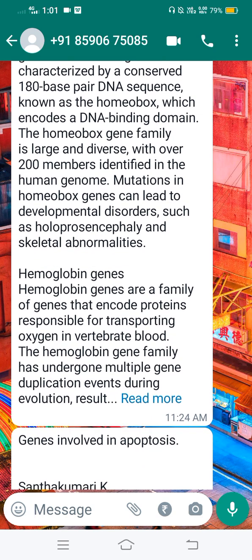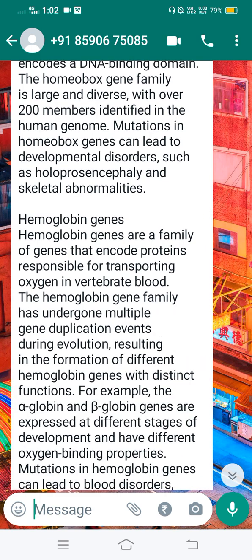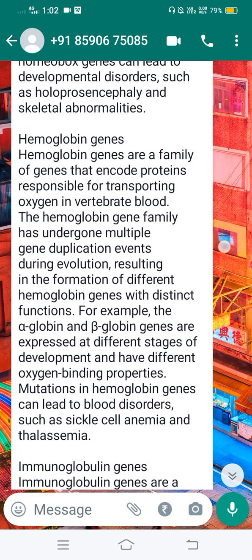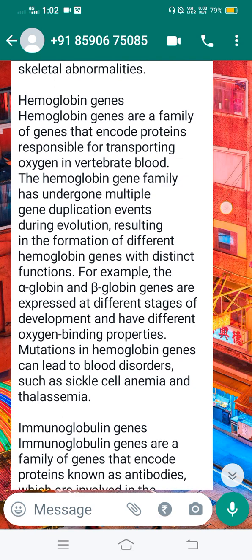Mutations in homeobox genes can lead to developmental disorders such as holoprosencephaly and skeletal abnormalities. Hemoglobin genes are the next gene family. Hemoglobin genes are a family of genes that encode proteins responsible for transporting oxygen in vertebrate blood.